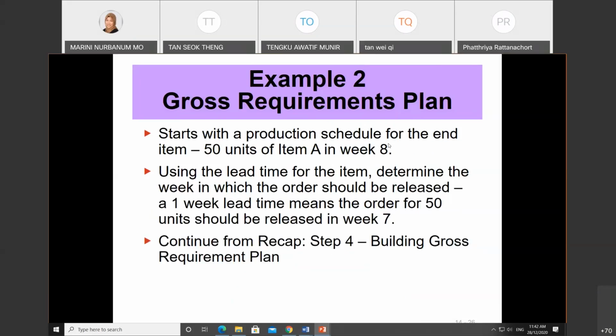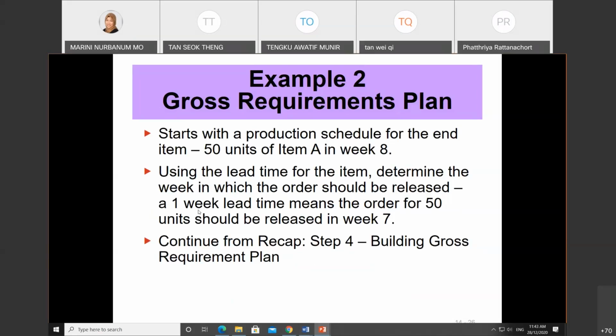Starts with a production schedule for the N item, 50 units of item A in week 8. Okay, so the N item is categorized or labeled as item A, and it needs to be ready in week 8, and the quantity is 50 units. Okay, so again I say the final product is labeled as item A. This finished product, item A, needs to be ready in week 8, and they need the quantity of 50 units.